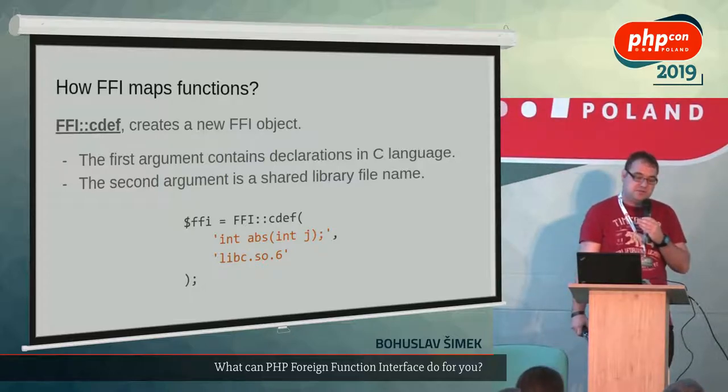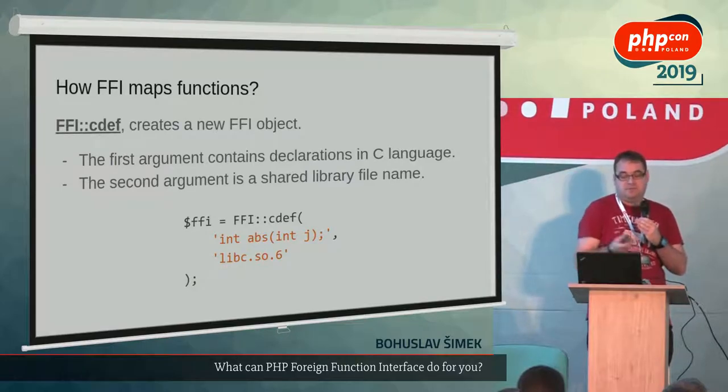Well, there is a new class FFI, which has a static method cdef. This creates a new FFI object. The first argument of this static method is the declaration in C language, which you put there. These are the declarations of the functions which you want to use. And the second argument is the name of the shared library from which you actually want to call this code. So in this case, I will try to use the abs function from the standard C library.